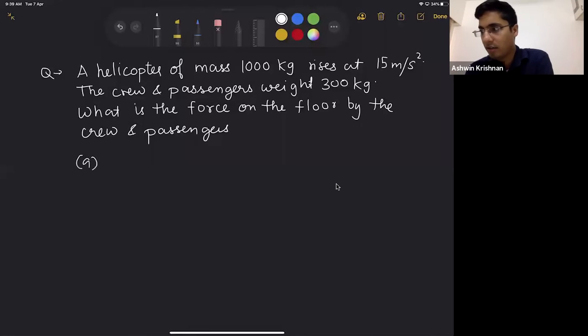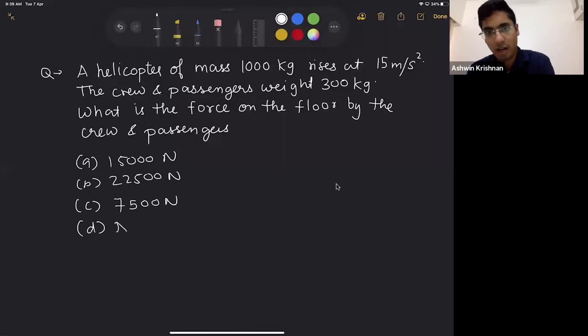A, 15,000 Newton. B, 22,500 Newton. C, 7,500 Newton. Here D, none of the above. I've raised a poll again. Very simple question. Most questions on the NEET on this concept are pretty simple.